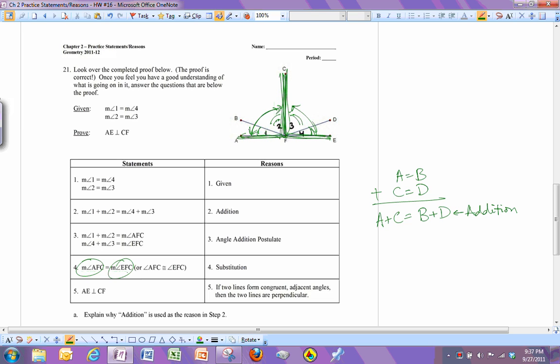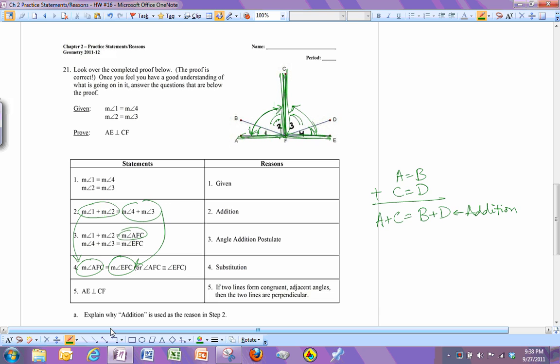The next step says AFC equals EFC, the measurements are the same. You might notice that that's this angle and this angle right here. And if you go back one more step, 1 and 2 right here is AFC, and 3 and 4 is EFC. So really this one turns into that, and this one turns into that. The reason we're allowed to replace them is because of step 3. Step 3 says 1 and 2 is the same thing as AFC, so I can plug in AFC for 1 and 2. And step 3 also says 4 and 3 adds up to EFC, so I'm allowed to take this 4 and 3 and replace it down here with the EFC.